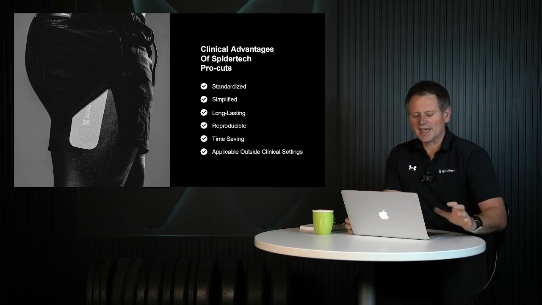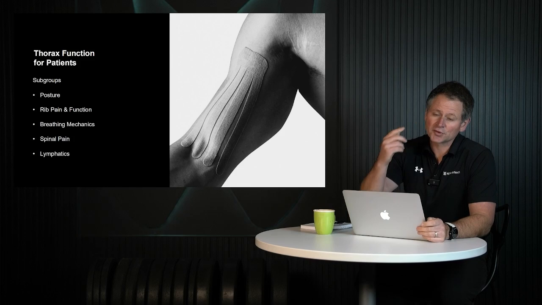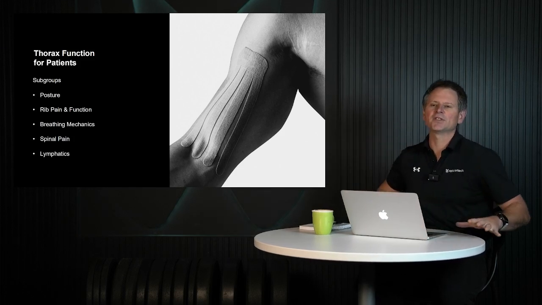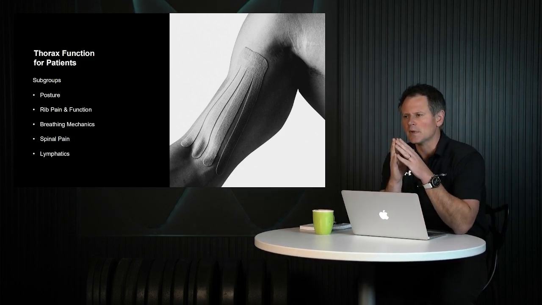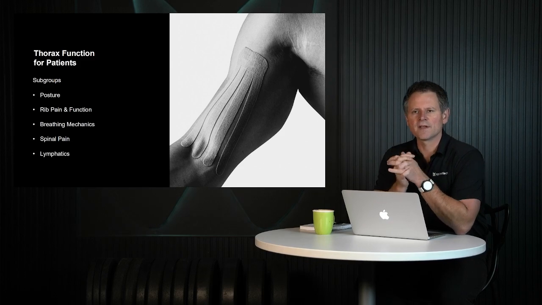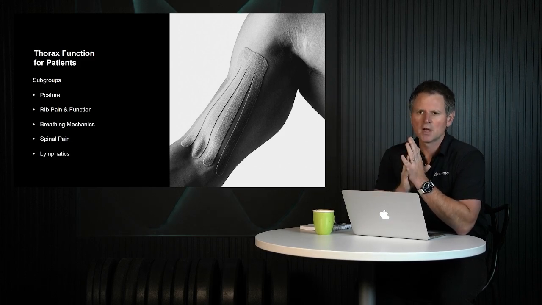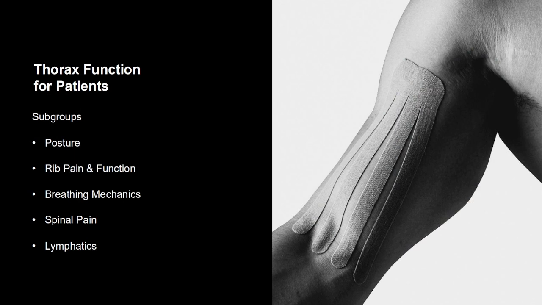But let's dive into our subgroups. These are going to be the patients that we're considering when we look at how we can help through the mid-back and thorax. I think the classic one is going to be helping someone with their posture. I mean, that's something that we do many times throughout the day. The second one is how can we tape to help some rib function? How can we decrease some pain, improve some mobility through the ribs?